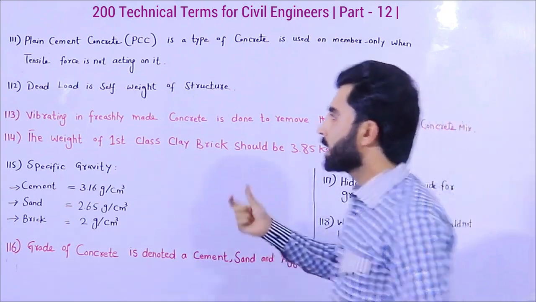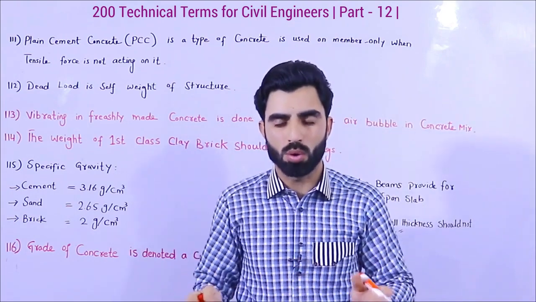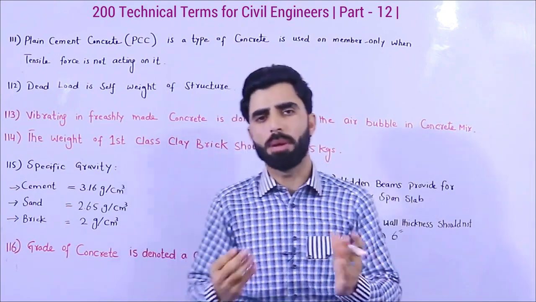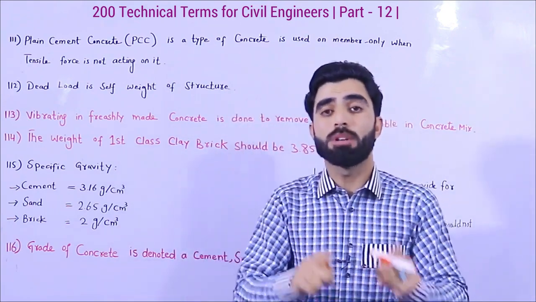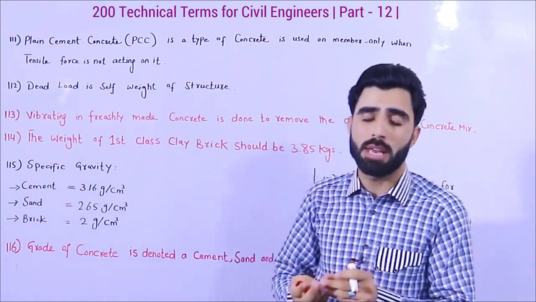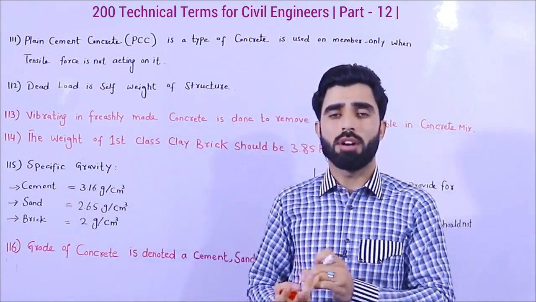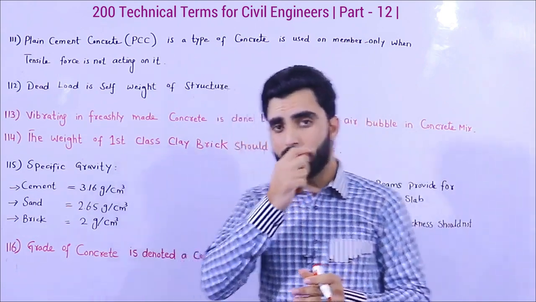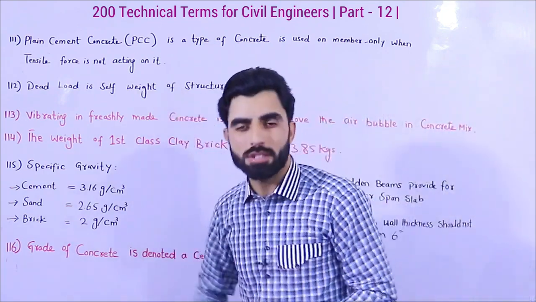The second one is dead load. If someone asks you what is dead load, because we have different types of loads acting on the building or any other structure, for beam, column, slab, etc. Remember one thing, the dead load means self weight of structure, self weight of beam, column, slab. So what is self weight of structure? The total weight of beam, column, slab, or footing. So dead load means self weight of structure.